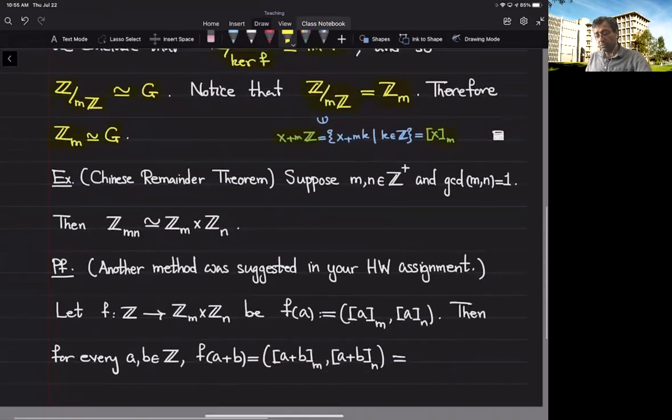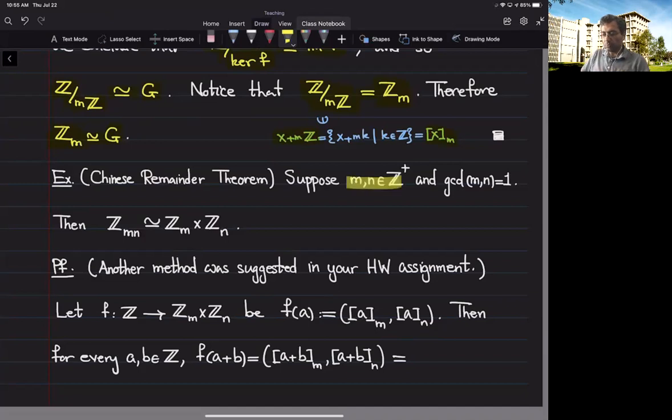Next, we are going to discuss the Chinese remainder theorem. You have already seen this as part of your homework assignment. In fact, you have seen a bit more than what we are going to show in this example. But the method that was suggested in your homework assignment is different from the way that I'm going to present right now. Okay, so what is the statement?